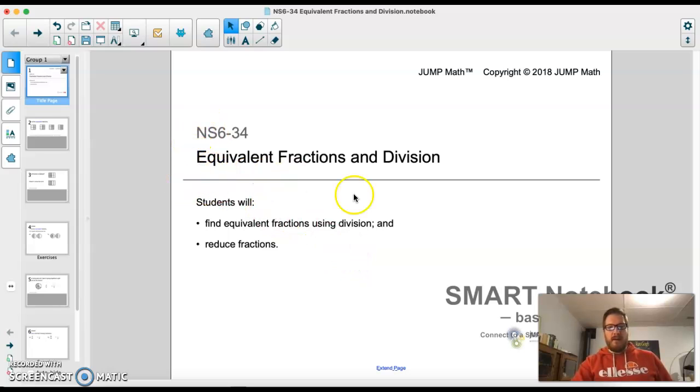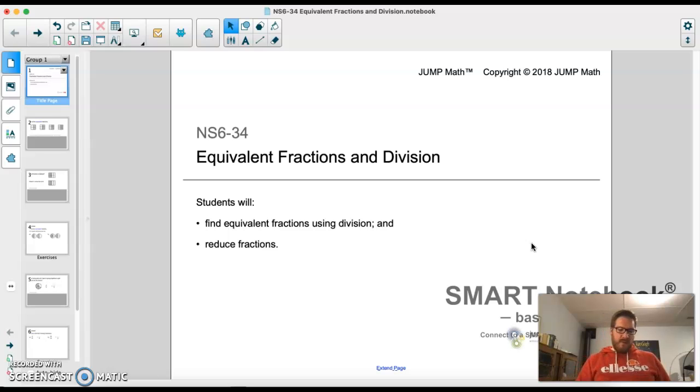This one focusing on equivalent fractions and division. And so by the end of this video, hopefully we can achieve learning targets, which there are two of them. The first one says to find equivalent fractions using division. And the second one is to be able to reduce fractions. And when we say reduce fractions, we mean get them down into lowest, simplest form or lowest terms.